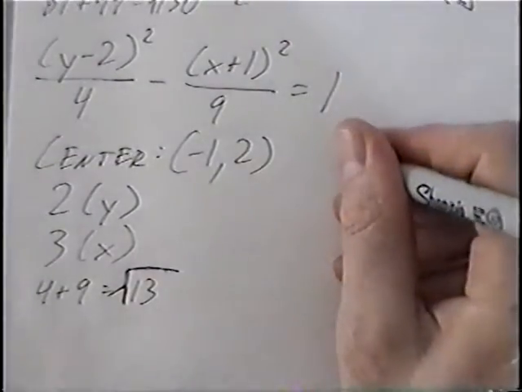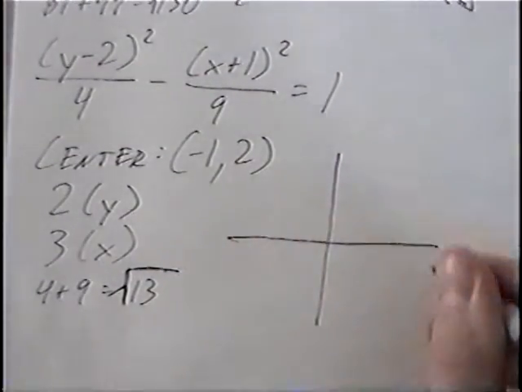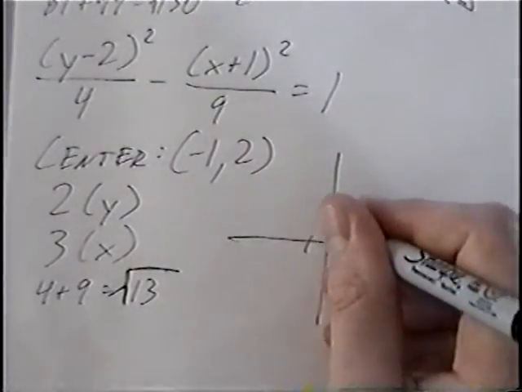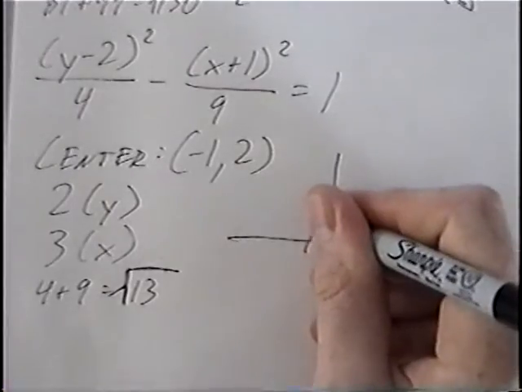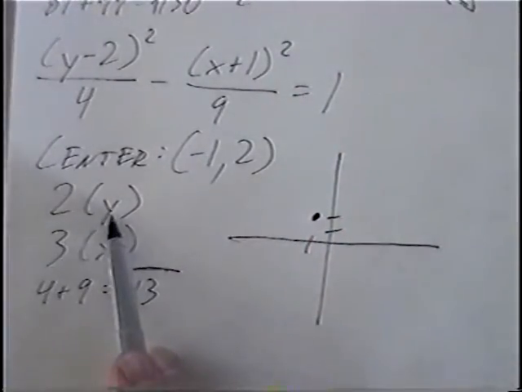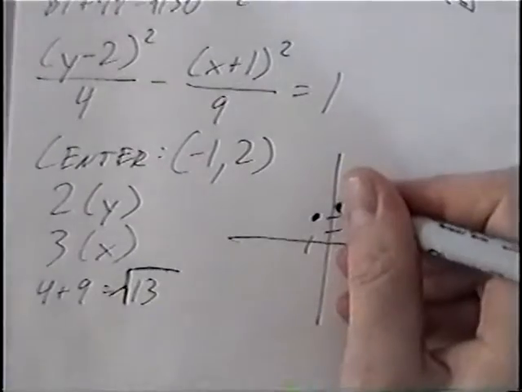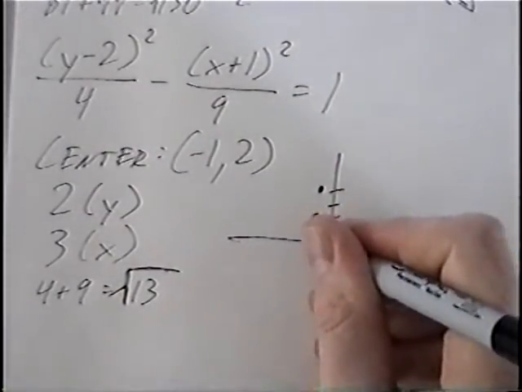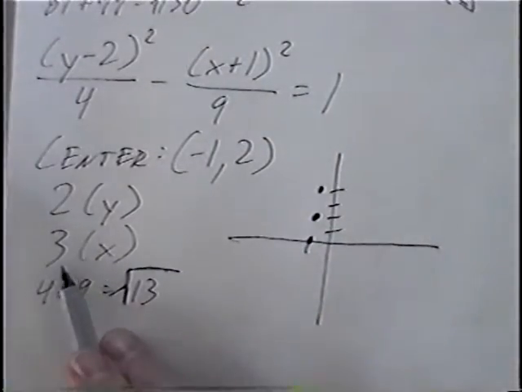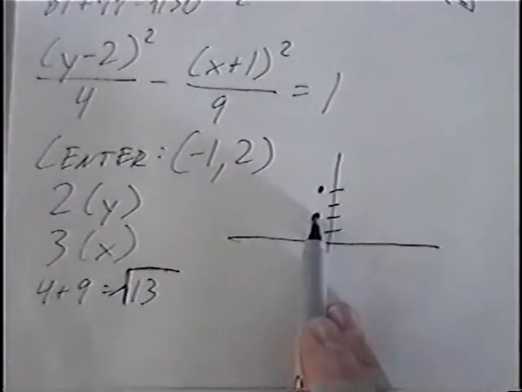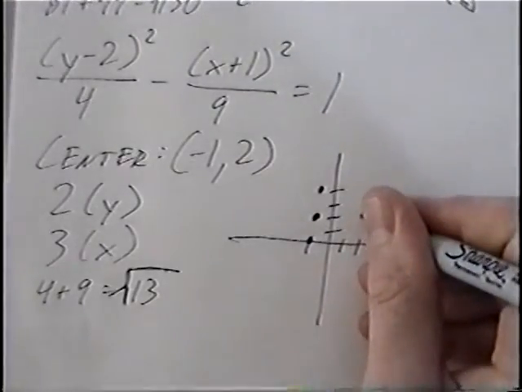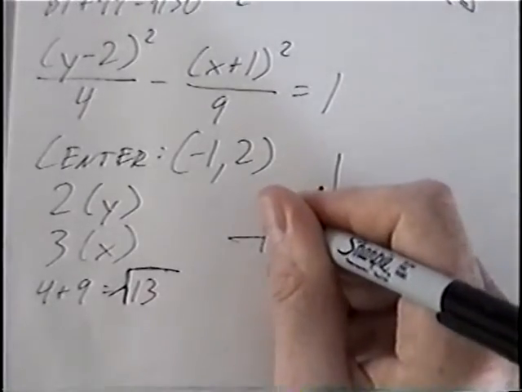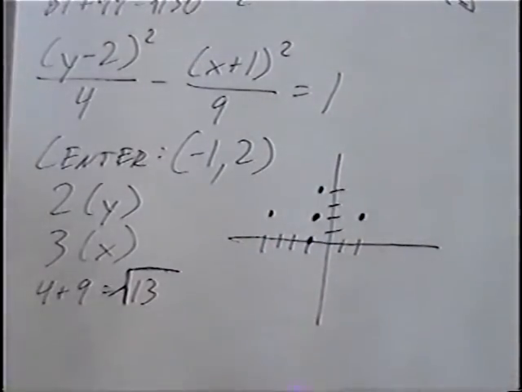To graph the hyperbola, we can draw the xy axis. The center again is negative 1, positive 2. We're going to go 2 units in the y direction, so that would be 2 units up and 2 units down. We'll go 3 units in the x direction from the center, so 3 units to the right and 3 units to the left.